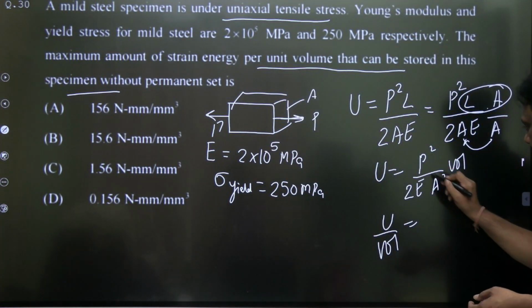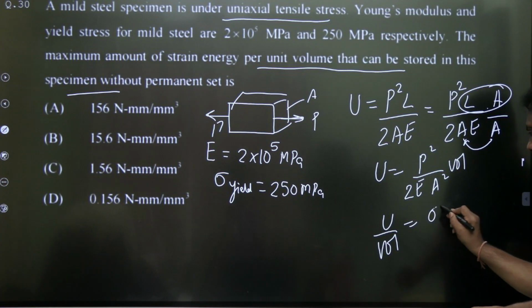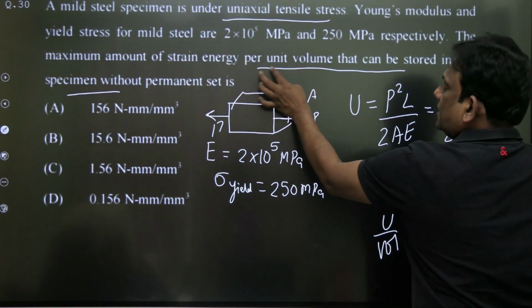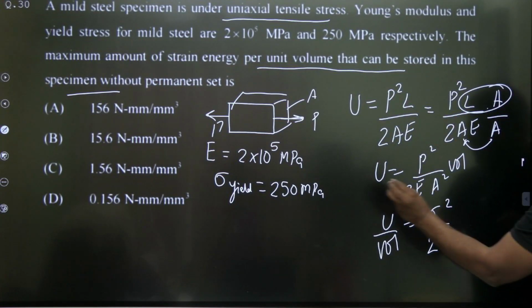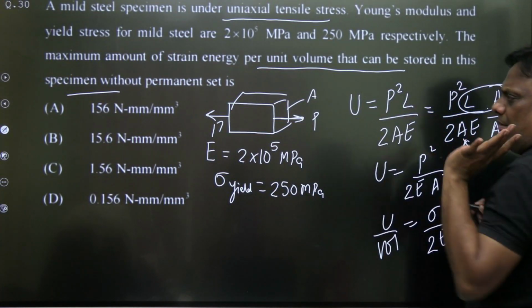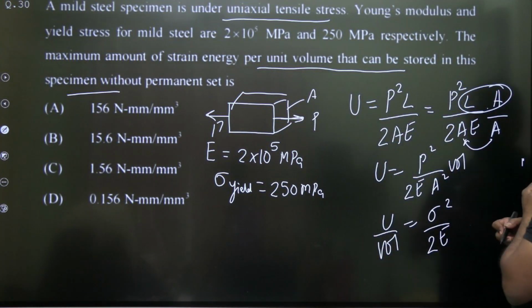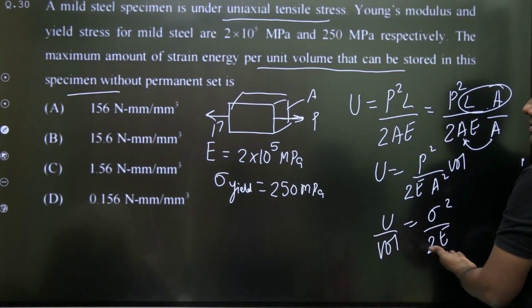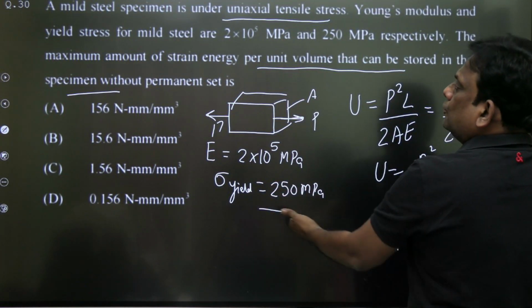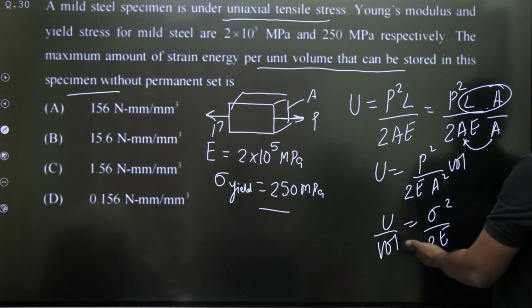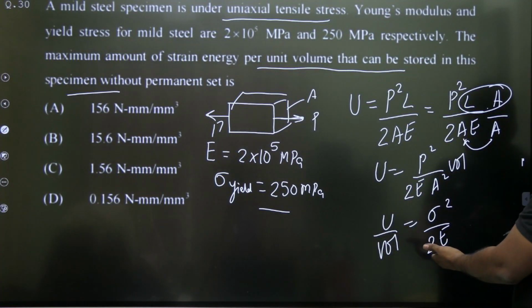So P by A is stress, and P square by A square is sigma square by 2E. He is asking for strain energy per unit volume. Sigma is given, and the maximum amount of strain energy that can be stored means up to yield. And look carefully, E is also given.